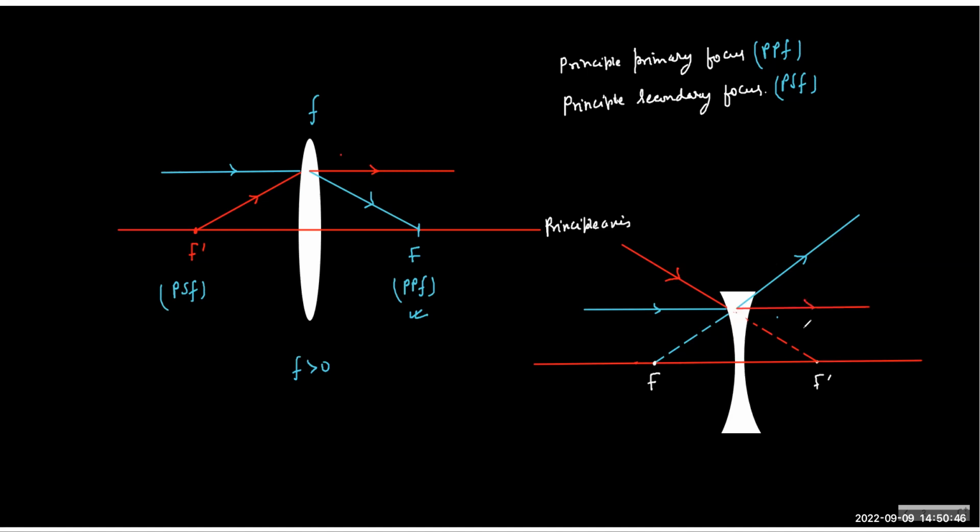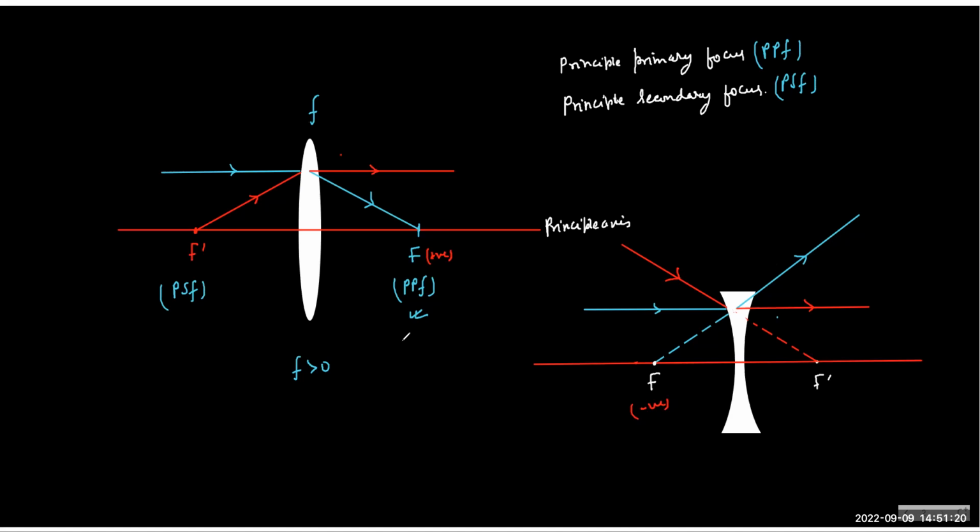So in case of a diverging lens, the concave lens, the principal primary and principal secondary will reverse their locations, and therefore the principal primary focus will appear on the left and our incident ray is on the right. So this will be negative. I hope you are getting the idea. So the idea of principal primary and principal secondary is this.